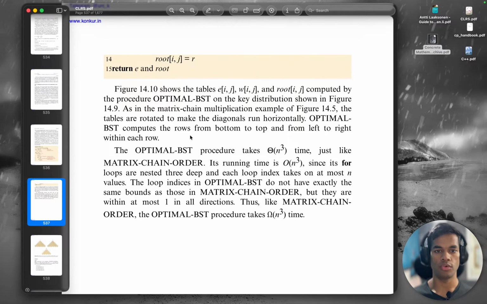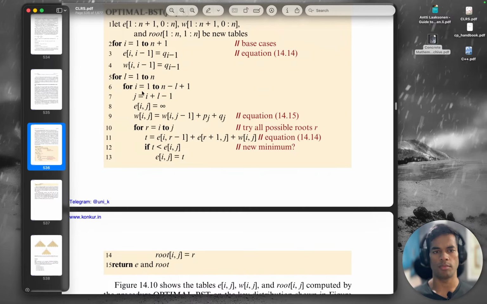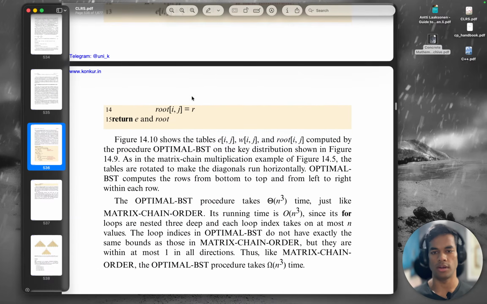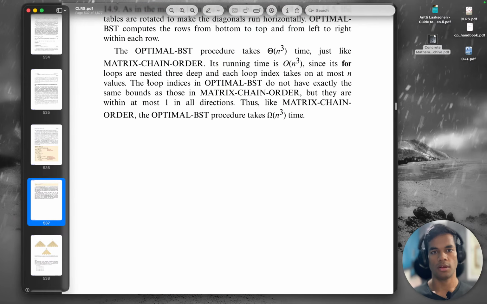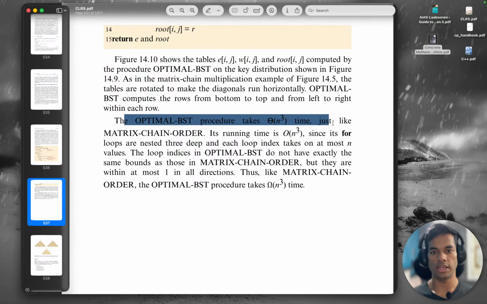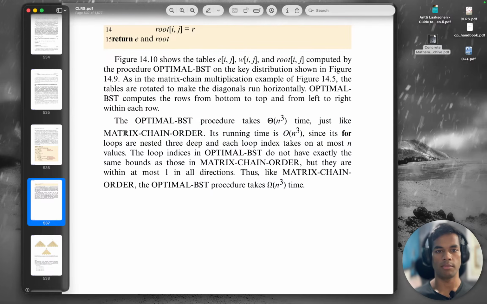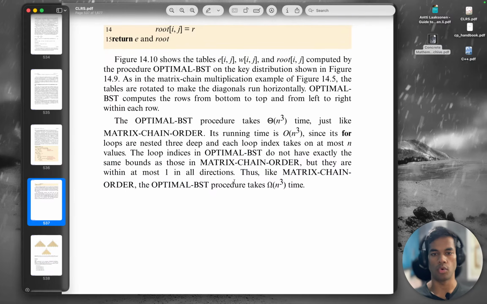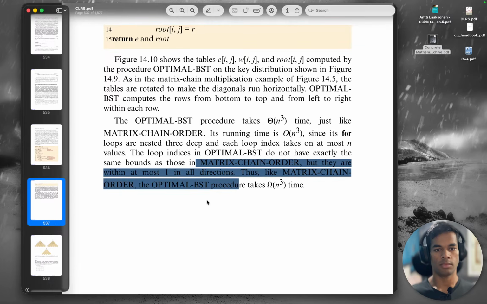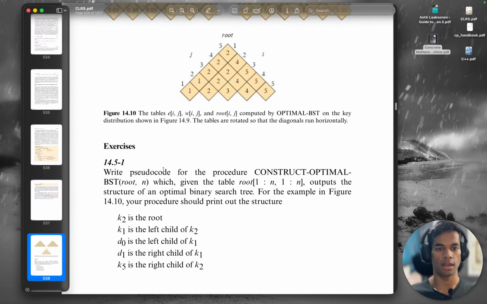Optimal BST computes the rows from bottom up. We are arranging length going from 1 to n. And then the optimal BST procedure takes n cube time. Just like matrix chain multiplication, it also takes n cube time, but this is still much better than the total number of nth Catalan numbers, which is like n to the power 4. So this is much better than that. And this is cool. And now the exercises.